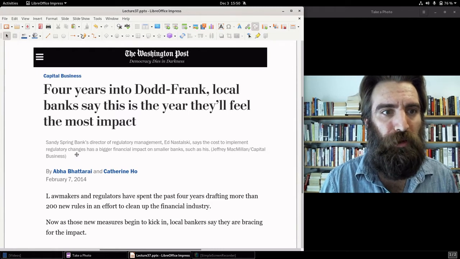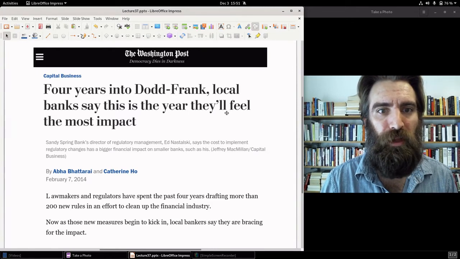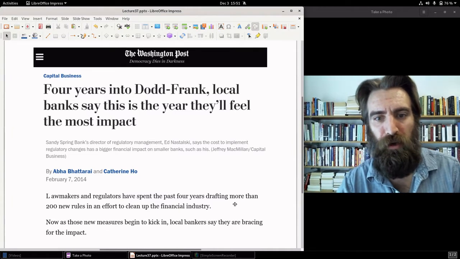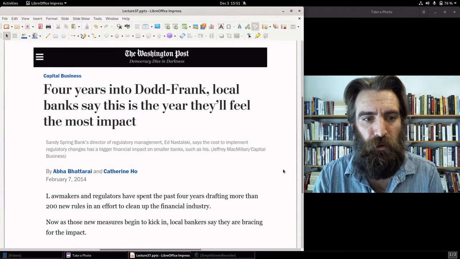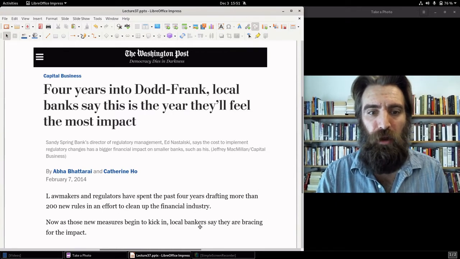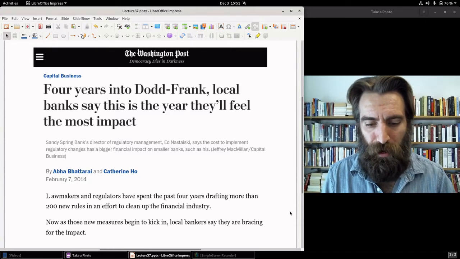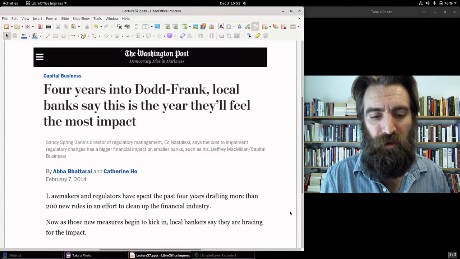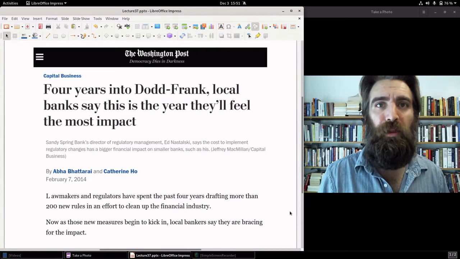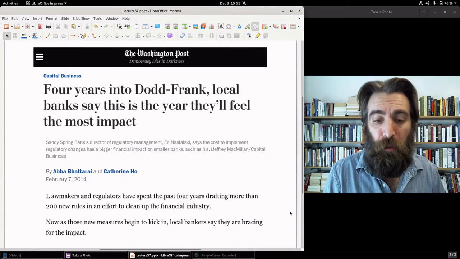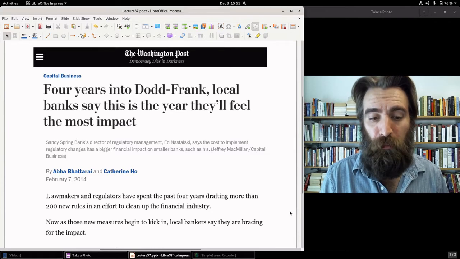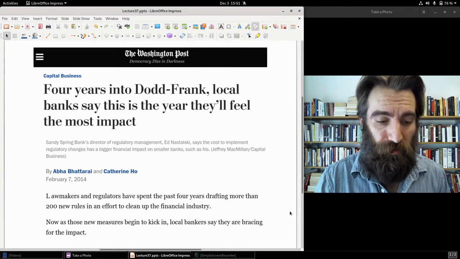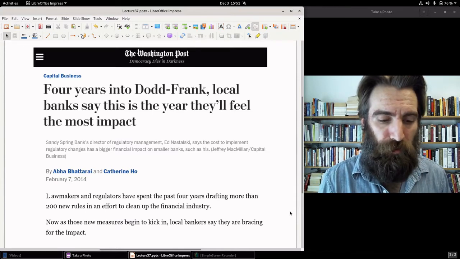Here's the Washington Post from 2014. 4 years into Dodd-Frank, local banks say this is a year they'll feel the most impact. Lawmakers and regulators have spent the past 4 years drafting more than 200 new rules in an effort to clean up the financial industry. Now, as those measures begin to kick in, local bankers say they are bracing for the impact. And actually, between 2010 and 2015, the number of community banks in the United States, and a community bank is defined as a bank with less than $10 billion in assets, shrank by 14%, which was double the decline that we witnessed between 2006 and 2010, and many of those community banks were sold to the larger banks.